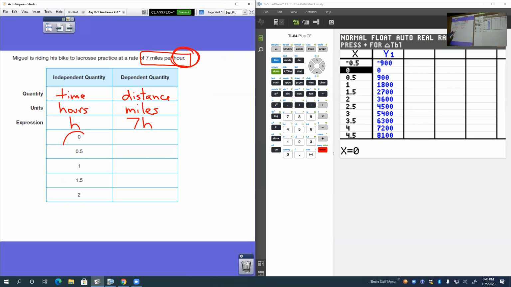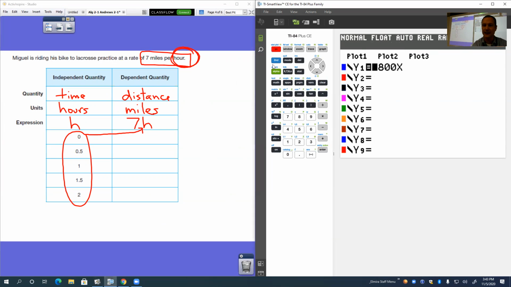Again, to find these, you can do it in 2 ways. You could just sub that right in for the h. So we'd have 7 times 0, 7 times 0.5, 7 times 1, 7 times 1.5, 7 times 2. Or we could use our calculator. We could go to y equals. We could type in our expression. Our expression is 7 times h. I need to clear out these other things that are here. So 7h or 7x, because there is no h on the calculator.